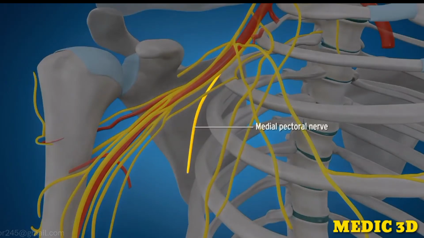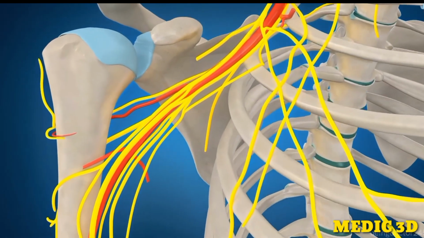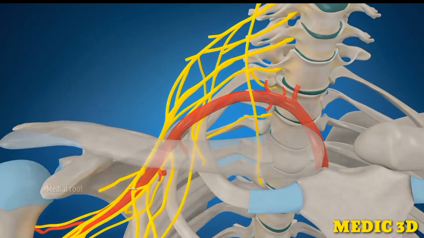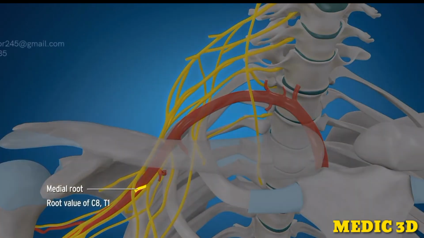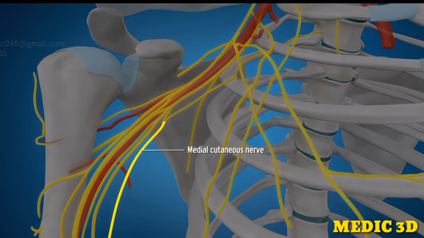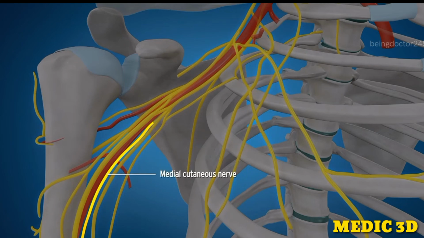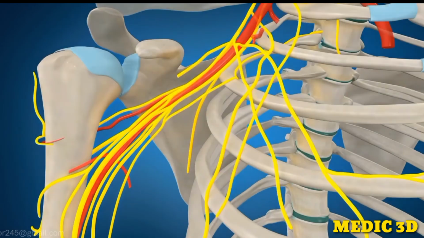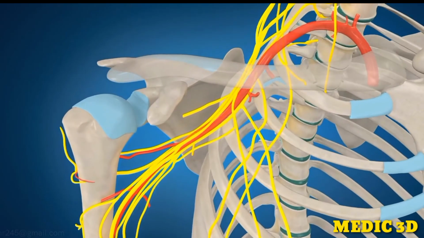The medial pectoral nerve with a root value of C8, T1, the medial root of median with a root value of C8, T1, the medial cutaneous nerve of the arm with a root value of C8, T1, the medial cutaneous nerve of the forearm with a root value of C8, T1, the ulnar nerve with a root value of C7, C8, T1. The posterior cord gives rise to 5 branches.